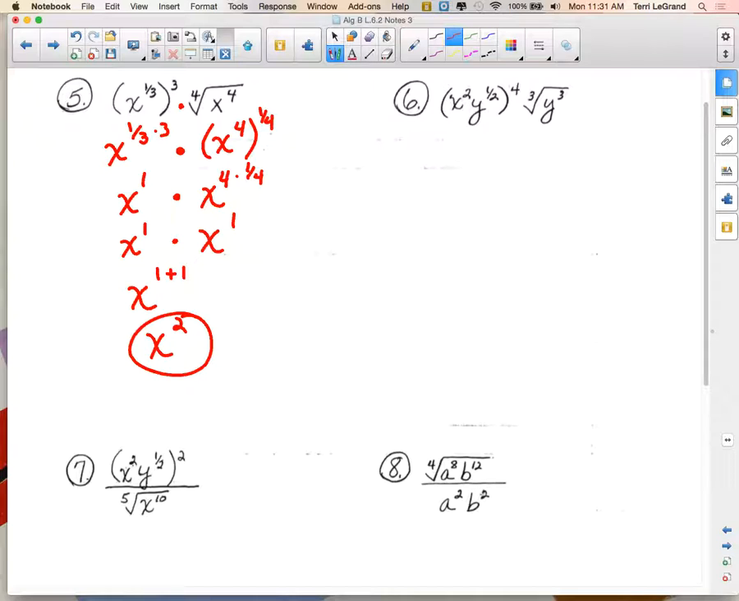So we had to apply a variety of properties here. We did a power to a power. We did how do we find the root of something and then rewrite it as a power to a power? And then we ended up multiplying powers that have the same base, and we got it simplified to x squared. Anybody have any questions on that one?